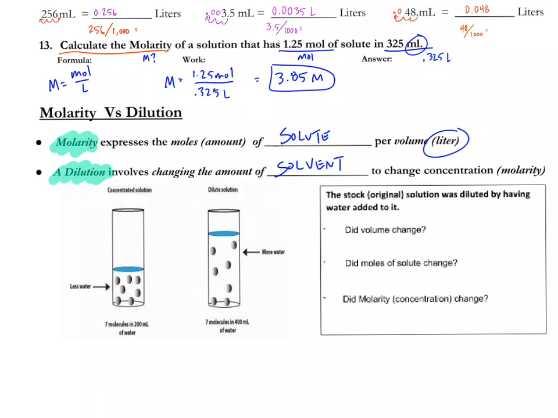So let's take a look. It says the original solution was diluted by having water added to it. So did the volume change? Well, yeah, the volume was originally 200 milliliters and now it's 400 milliliters. So the volume increased by 200 milliliters. Did the moles of the solute change? Okay, did the amount of molecules change? And the answer is no, because there were 7 here and there are still 7 here.